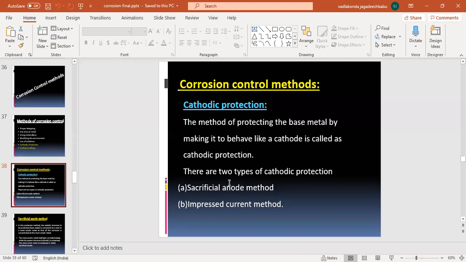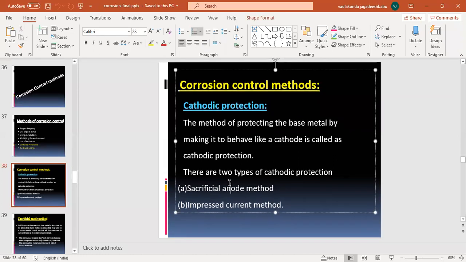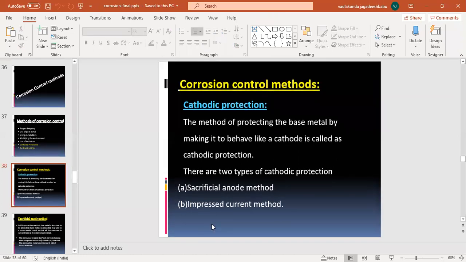Today I will give you the questions related to our unit 3 assignment. First, I will give this one because it is very important. Till now there is no JNTU paper without a cathodic protection question, so it is very important. Listen carefully. In the corrosion control methods, one of the methods is cathodic protection.